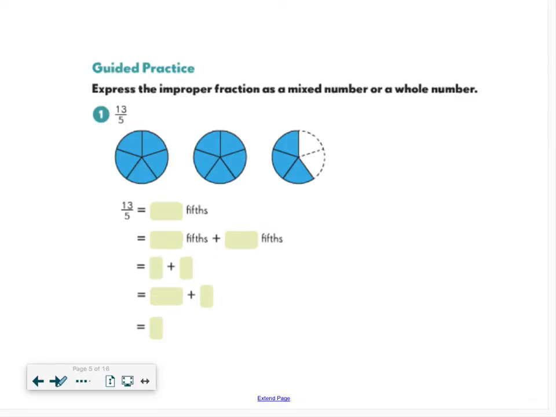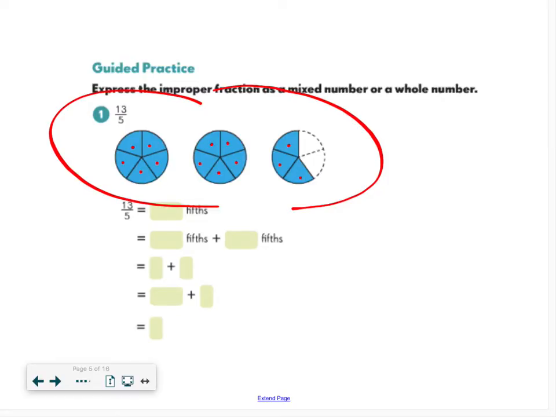So we could try 13/5. Here is a visual of 13/5. Each pizza is cut into 5. 1, 2, 3, 4, 5, 6, 7, 8, 9, 10, 11, 12, 13. It's showing 13/5. But you would never call a pizza place and say, can I have 13/5 of a pizza? You would say, can I have 2 whole pizzas and 3/5 of another? So the actual mixed number for this is 2 whole pizzas, and then 3/5 would be left over, okay?